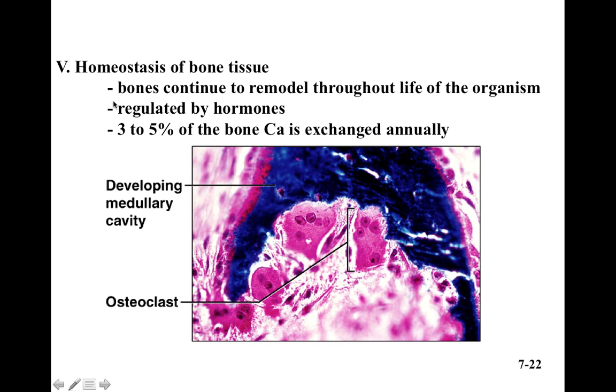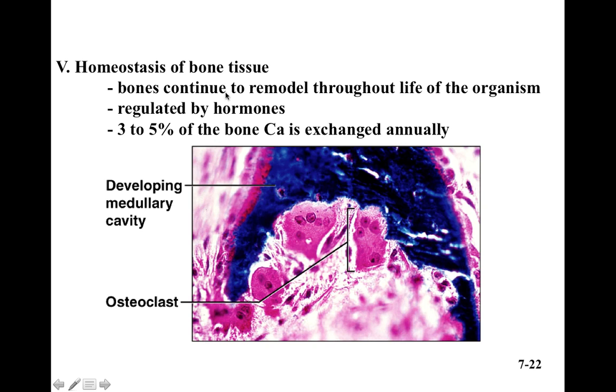This is a really cool picture of that medullary cavity just starting to develop, and some osteoclasts here eating away at the bone material that would be there. So they're making that medullary cavity, which is kind of cool. That bone tissue is continually remodeled throughout the life of the organism. As long as you're alive, your osteoclasts are eating away bone material and your osteoblasts are laying down bone material. It is regulated by a variety of hormones. We'll learn about all that in chapter 13.